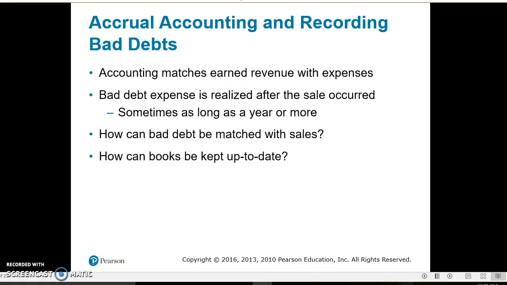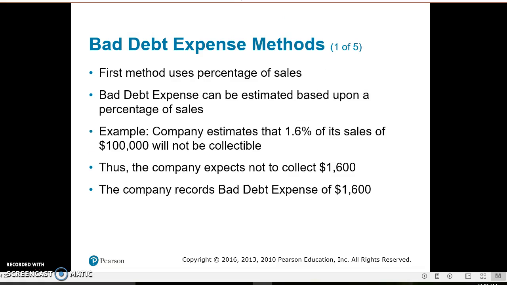The accrual accounting and recording of bad debts. What we really focus on in this is matching our revenue with our expenses. So if our expenses happened in 2018, we want the revenue to match with it. And the bad debt expense is realized after the sale occurred. Sometimes that can take up to a year. So sometimes you can do the allowances and things like that we'll talk about.